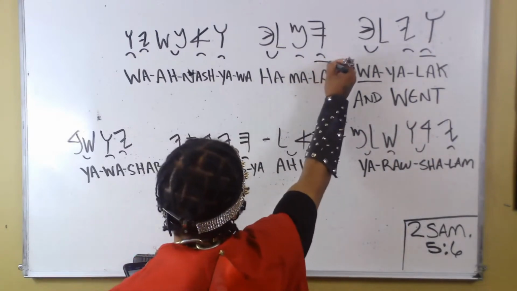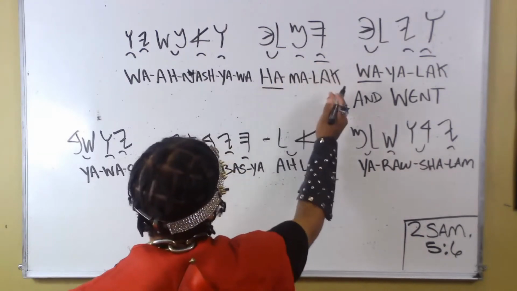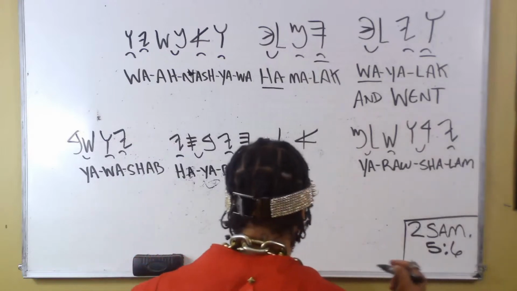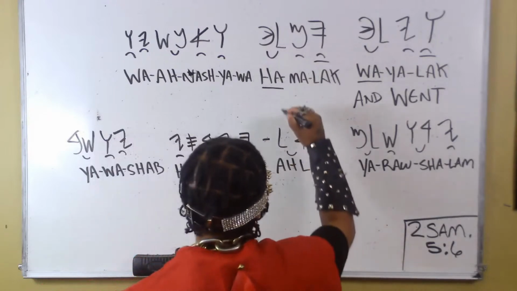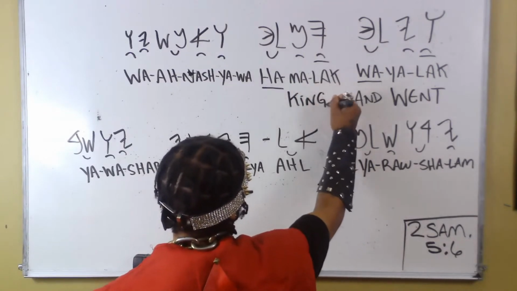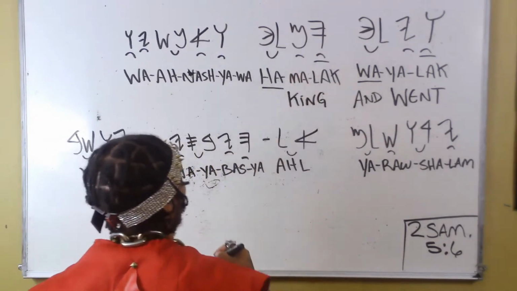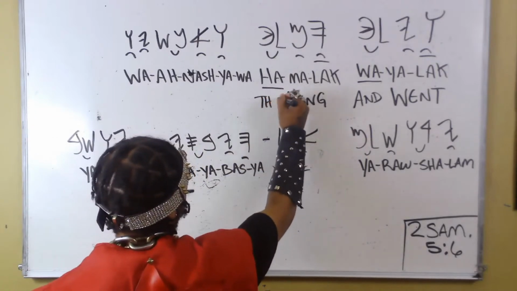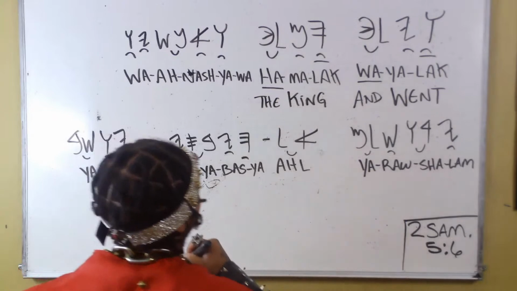Hamalak. You have another connector right here, because the root word was malak. Anybody remember what that meant? It means king. Malak. But when you have the character ha at the beginning, it means the king. All right?